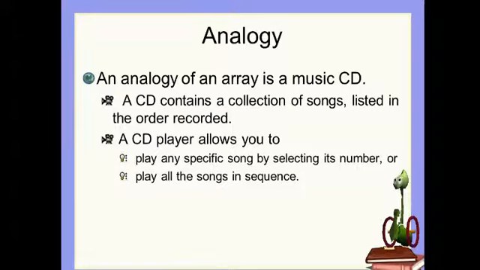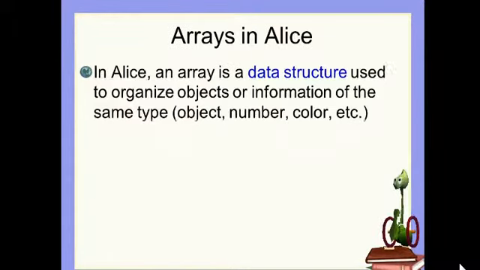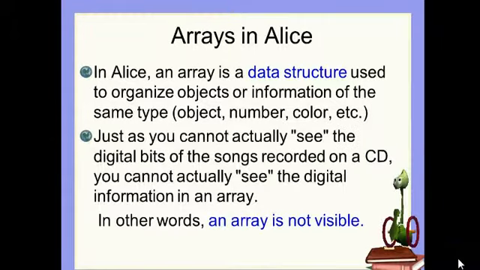Hopefully you do. And you can play any specific song by selecting its number or play all the songs in sequence. Arrays in Alice are really similar. It's a data structure, and as we said, we can organize objects or information. And just like on a CD, you can't actually see the digital bits of the song. You can't usually see the digital information in an array. In other words, it's not visible. So when we talk about a matrix, it's not visible.